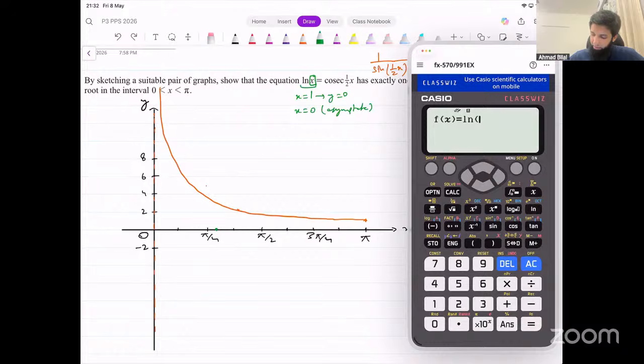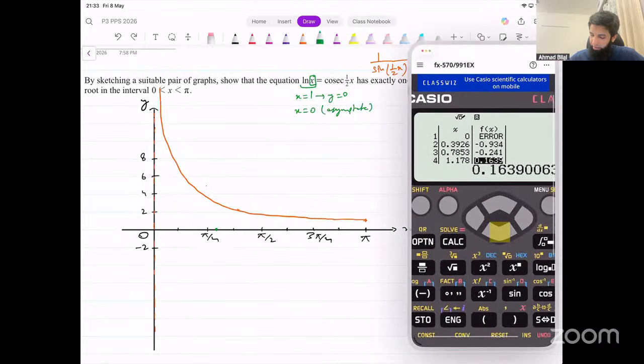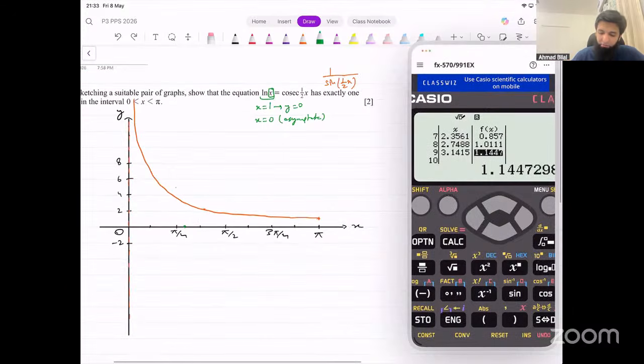ln x, start 0 and pi, we had that table already, so we could use that for a couple of other points. At pi, I'm getting 1.14. That will be around here, maybe. It's going to be slightly above the cosecant number, because this was 1 for cosecant. For log, it is 1.14. So it's going to be here.